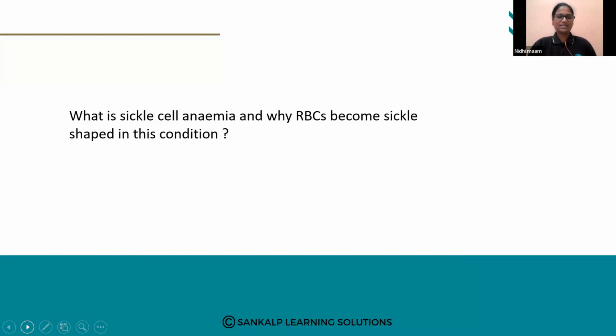Okay, next question, a very interesting, simple and most asked question. What is sickle cell anemia and why do RBCs become sickle shaped in this condition? Anyone? What is sickle cell anemia? And why do RBCs become sickle shaped in this condition?